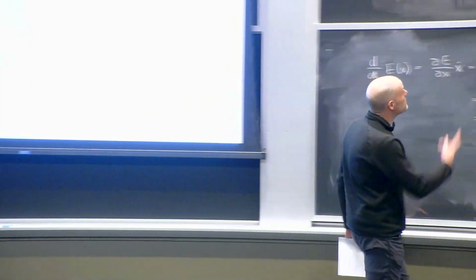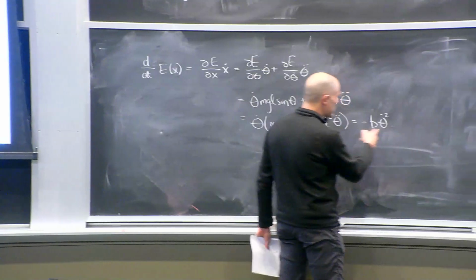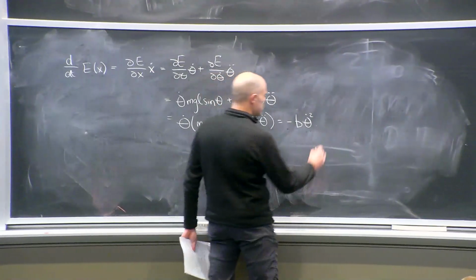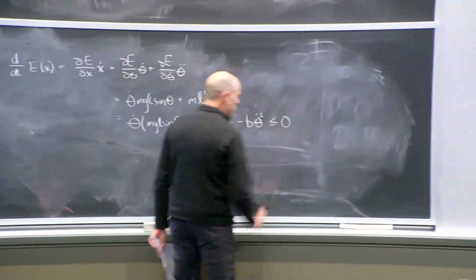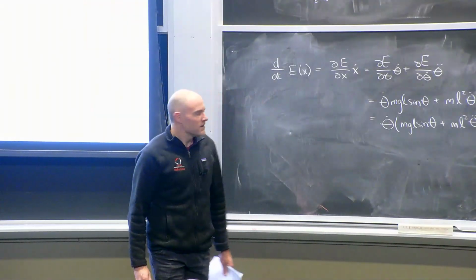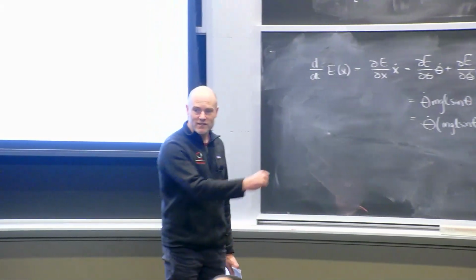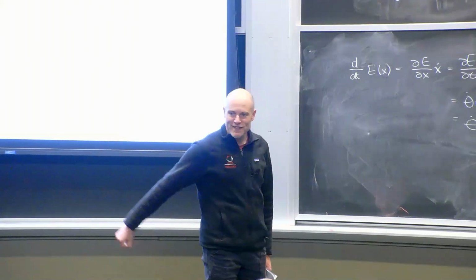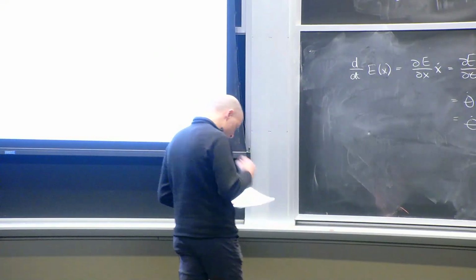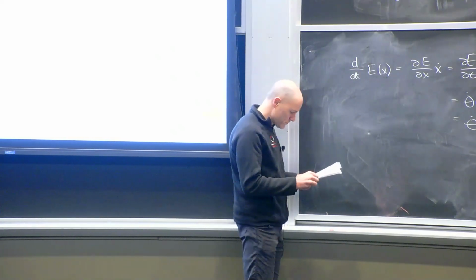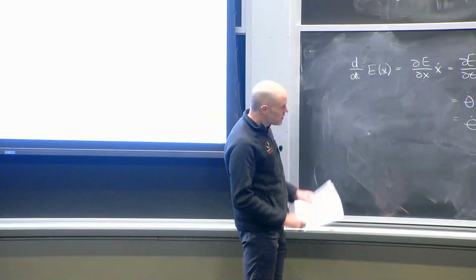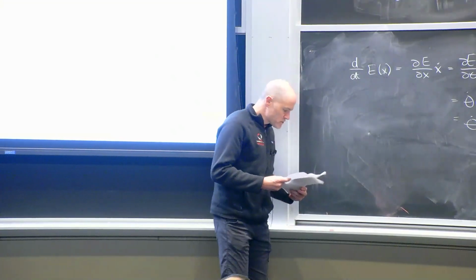Now, b was positive, theta dot squared is always positive, minus of this is always going to be less than or equal to 0. Okay, so that's a slightly algebraic way to realize that energy cannot be created out of nothing. Okay, so that's our first step.